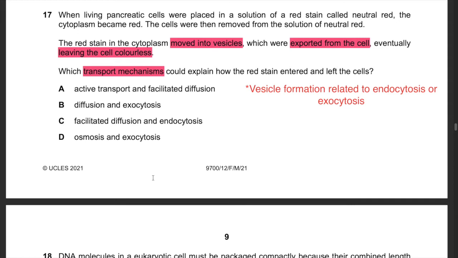So, how did the red stain leave the cells? The red stain left the cell by exocytosis, as vesicle formation is done. So if vesicle formation is done, that's related to either endocytosis or exocytosis. However, since it says exported from the cell, that means it's released, leaving the cell colorless. Therefore, it has to be exocytosis. It enters the cell by diffusion. Therefore, the answer is B.